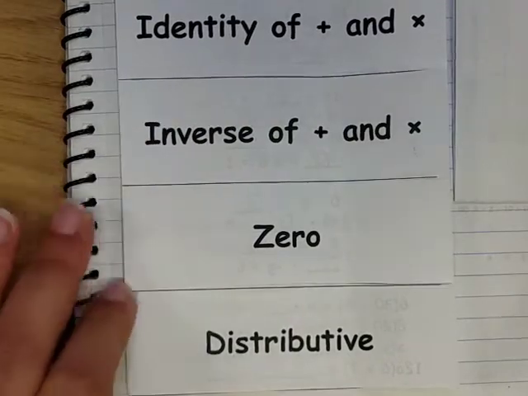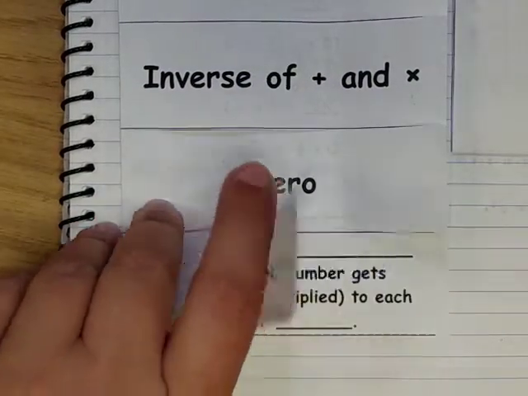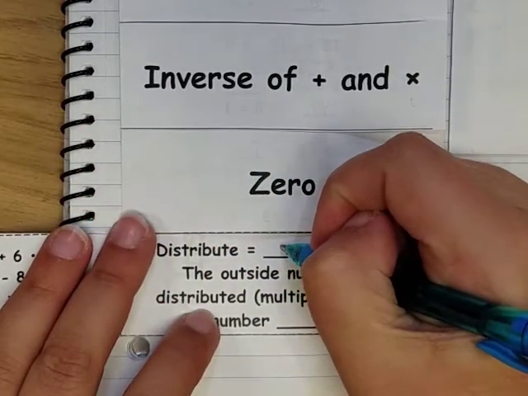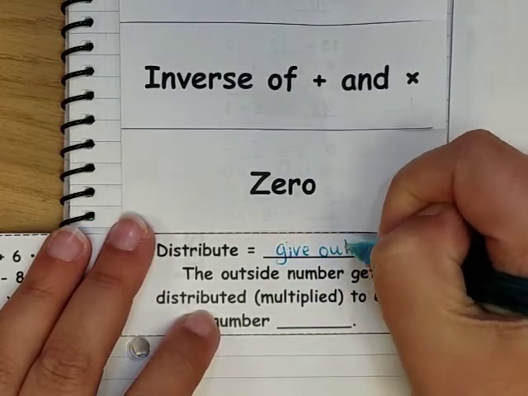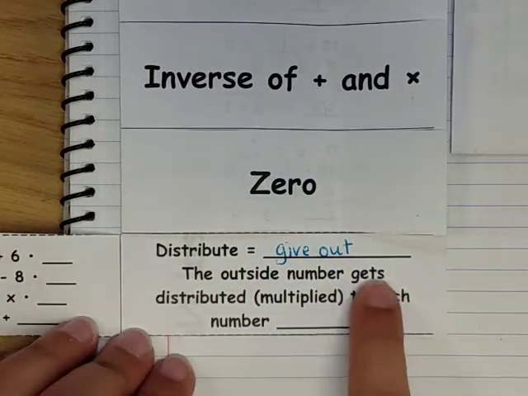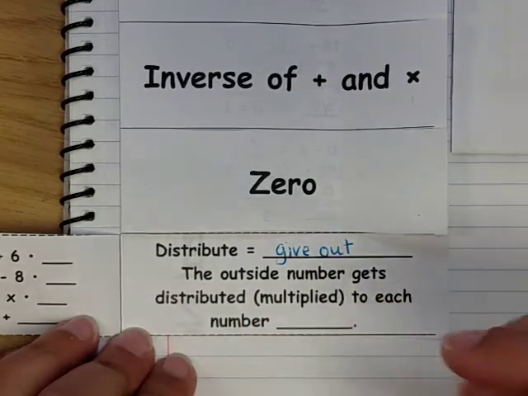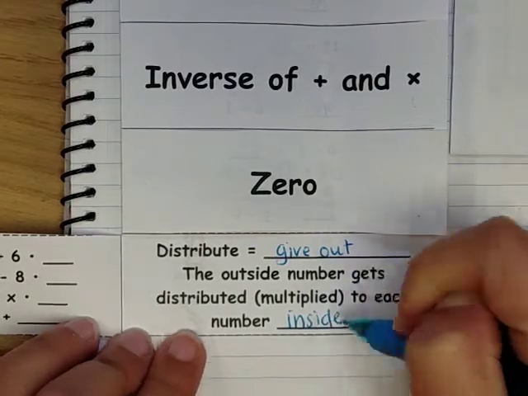And then the last property we're going to look at is your distributive property. Distribute just means to give out, to distribute. So the outside number gets distributed, which means multiplied, to each number on the inside of the parentheses. So each term on the inside.